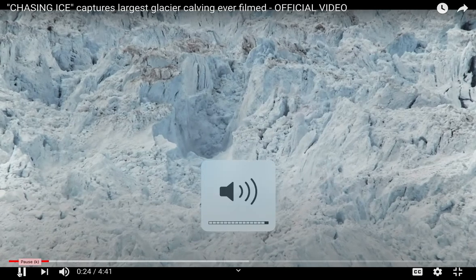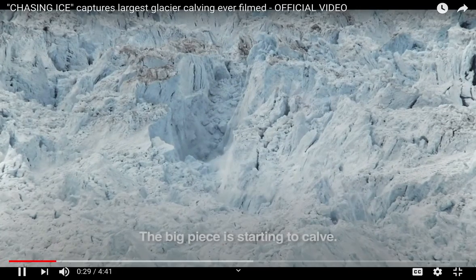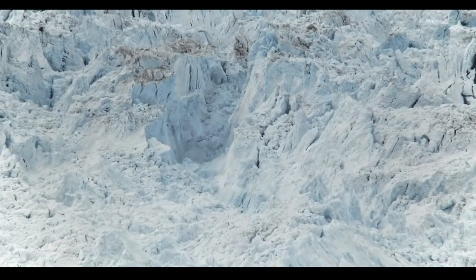Adam, it's starting. This is in Greenland, by the way. This is the big piece starting to calve. Let me call you back. Call him back. Okay, bye.